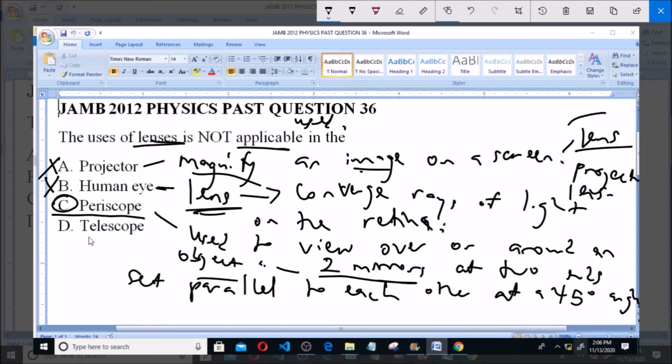And lastly, option D said telescope. Of course, a telescope is used to view distant objects. So the distant object needs to be magnified, and hence a lens is used for that. So like we have established, option C, which is periscope, is the answer to this question.